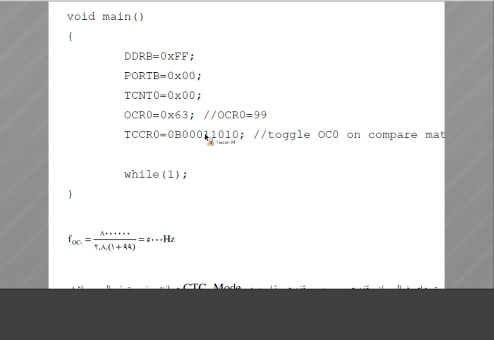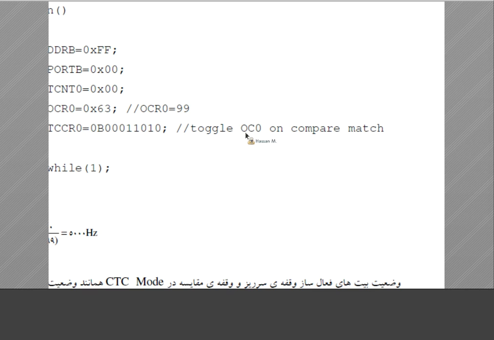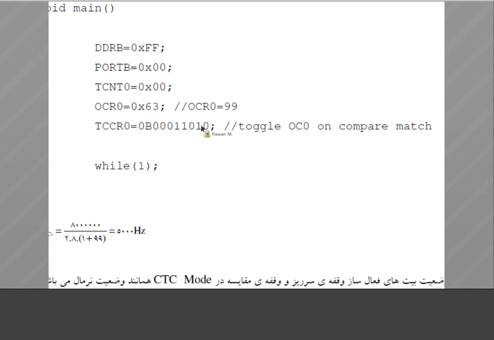Okay, but here these two pins, COM, means compare match output pin mode. That means the functionality of the OC0 pin. We saw lastly that 01 is toggling OC0. Here we toggle OC0 on compare match, and the speed is 1 microsecond for each T cycle.